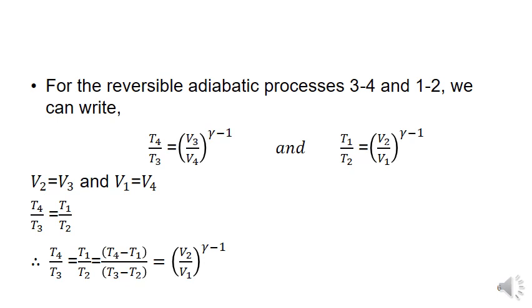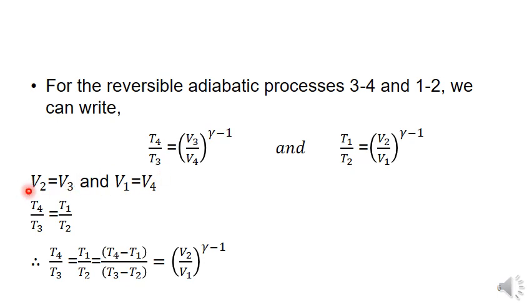For the reversible adiabatic processes 3 to 4 and 1 to 2, we can write the relation between temperature and volume. We all know the temperature and volume relations for the adiabatic process, so I am writing for the 3 to 4 process: T4 by T3 is equal to (V3 by V4) whole power gamma minus 1, and for 1 to 2 we can write T1 by T2 is equal to (V2 by V1) whole power gamma minus 1. And from the PV graph we observe that V2 is equal to V3 and V1 is equal to V4.